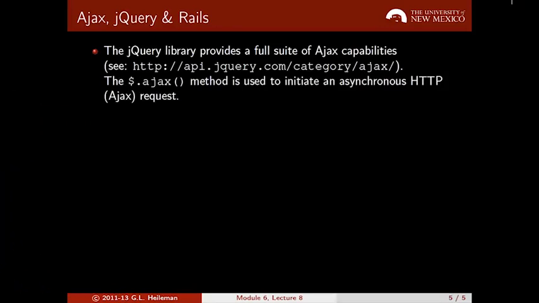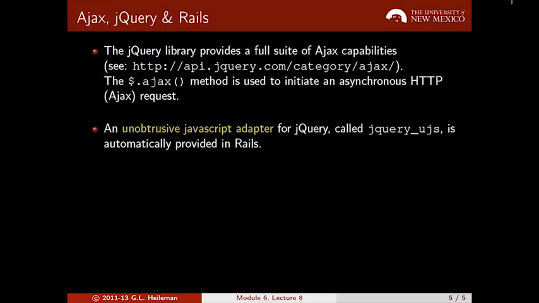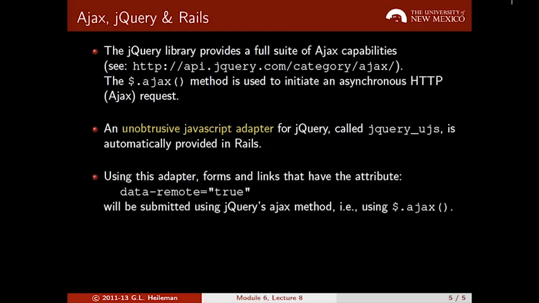The $, and remember that $ means that this is a jQuery request. The jQuery.ajax method is used to initiate that asynchronous HTTP request, that XHR in other words. There's also an unobtrusive JavaScript adapter that's been built into Rails using jQuery, and it's called jquery_ujs. It's automatically provided for you in Rails. Now, using this adapter, forms and links in your web page that have data-remote equal true will be submitted asynchronously using the jQuery Ajax method.